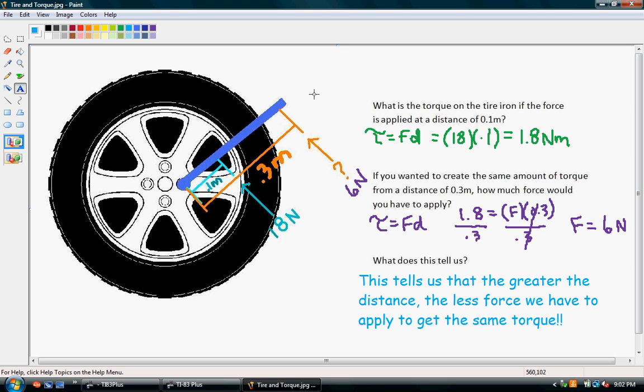Alright, so what if we applied the force along the length of the tire iron? So like if we just tapped the end of the tire iron, how much torque would we get out of that versus applying the force here or here? If we hit the end of the tire iron, how much is this going to twist? The answer is none. Okay, so you can't create torque by hitting on the end of whatever it is you're trying to apply your force to.